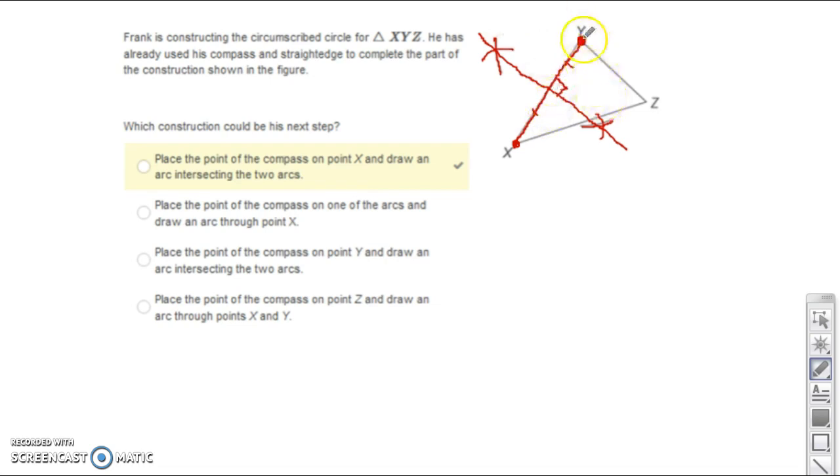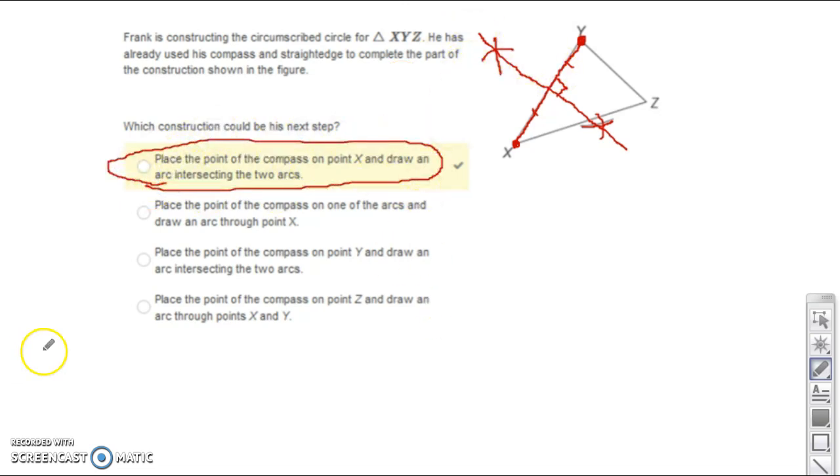So to take the next step from where he left off, he's going to want to place the point of the compass on X and draw those arcs that intersect. And if you want to go back, you can go back and watch the part of the video that shows that construction again.